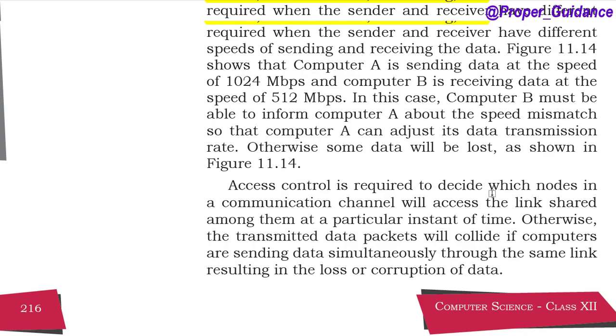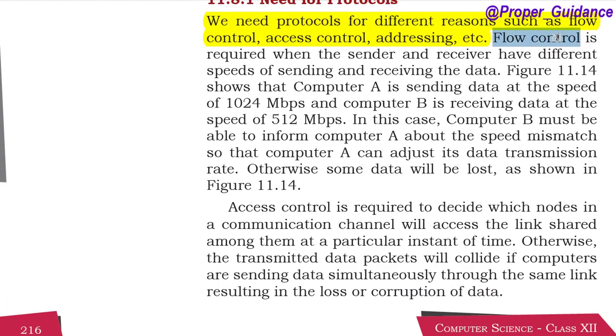Okay, access control, flow control. Flow control is required when the sender and receiver have different speeds of sending and receiving data. In this case, computer, we must be able to inform computer A about the speed mismatch so that computer A can adjust its data transmission. This is about flow control.